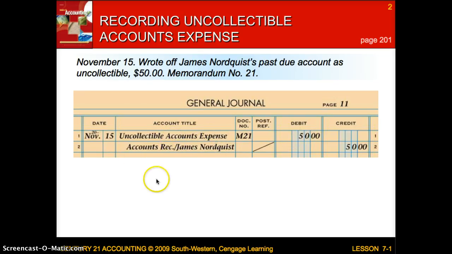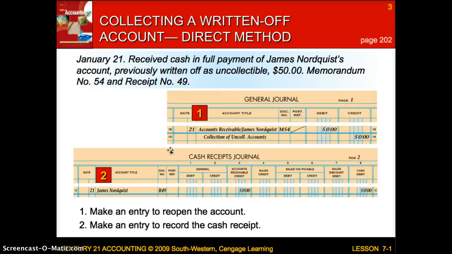Our accounts receivable for James Nordquist, where that money was, needs to be credited so that it can take it out of that accounts receivable and get that back down to a zero balance. Your doc number is M21, and in your post reference you need to put your slash since it was there in your accounts receivable. Collecting a written off account, the direct method.